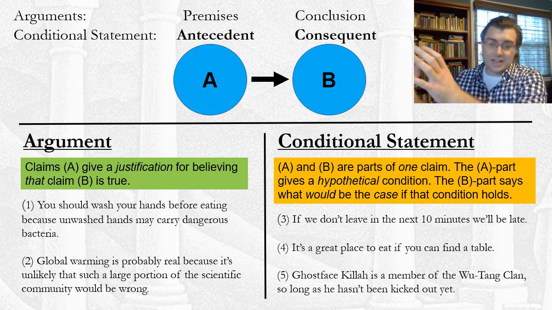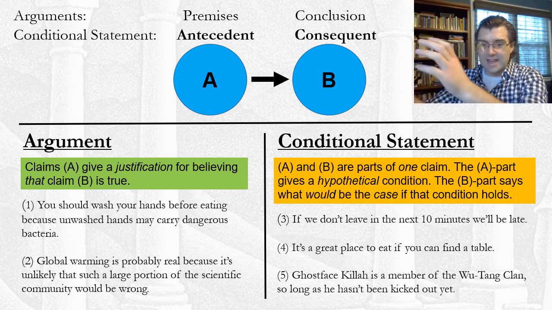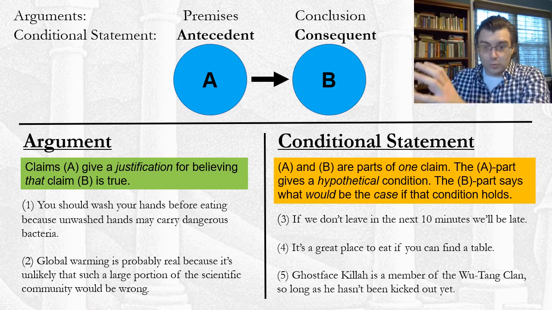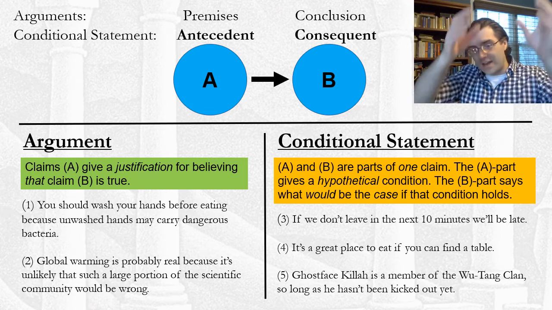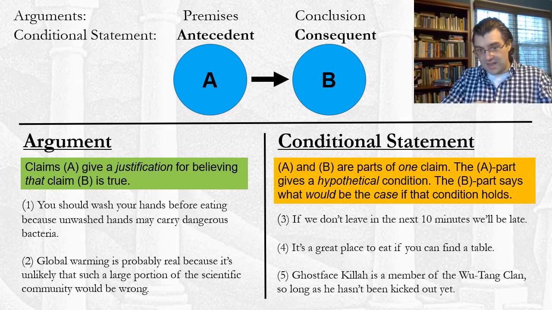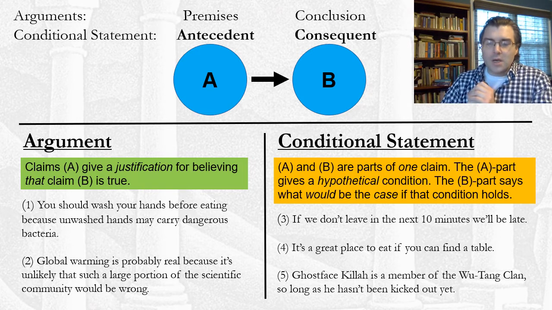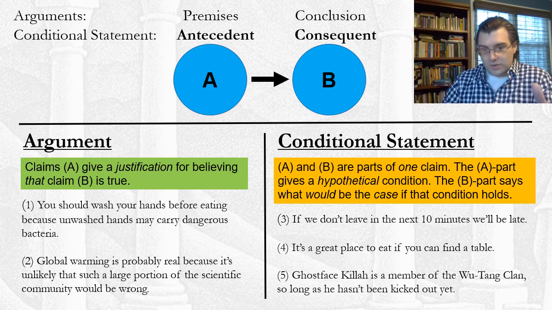Okay, and it's saying anytime we don't leave in the next 10 minutes, or in any case where we don't leave in the next 10 minutes, sometimes the way it's put is in any world where we don't leave in the next 10 minutes, then that will also be a world where we'll be late. Okay, it's talking about a relationship between possibilities. It's not saying we don't leave in the next 10 minutes, right?